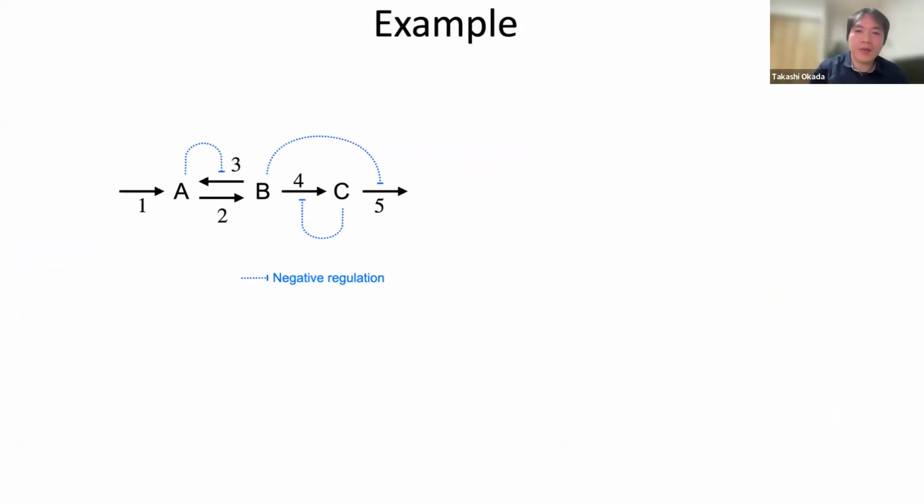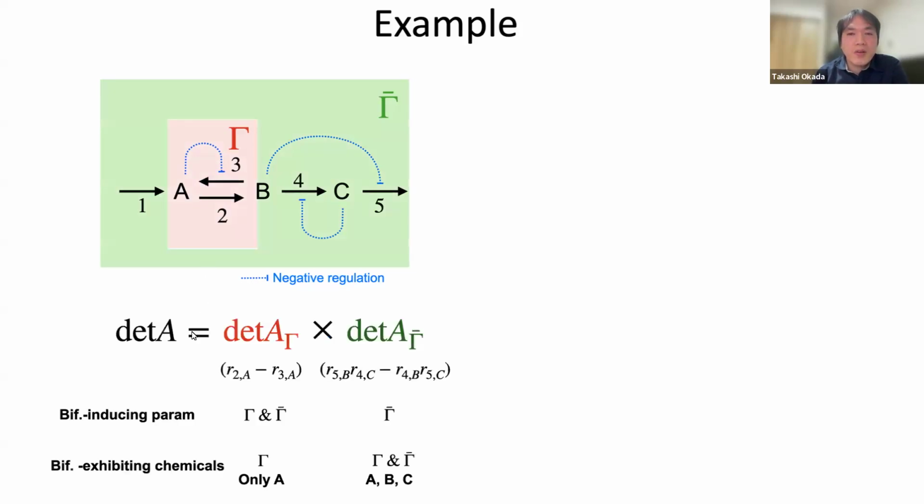Okay. So let me illustrate these results. Let's consider this network. Here arrows are reactions. So we have 5 reactions, and blue dotted lines indicate negative regulation. So for example, reaction 5 is negatively regulated by the concentration of B. Okay. And there is a single buffering structure in this network. So the determinant of A is factorized into 2 factors, the buffering structure and the outside.